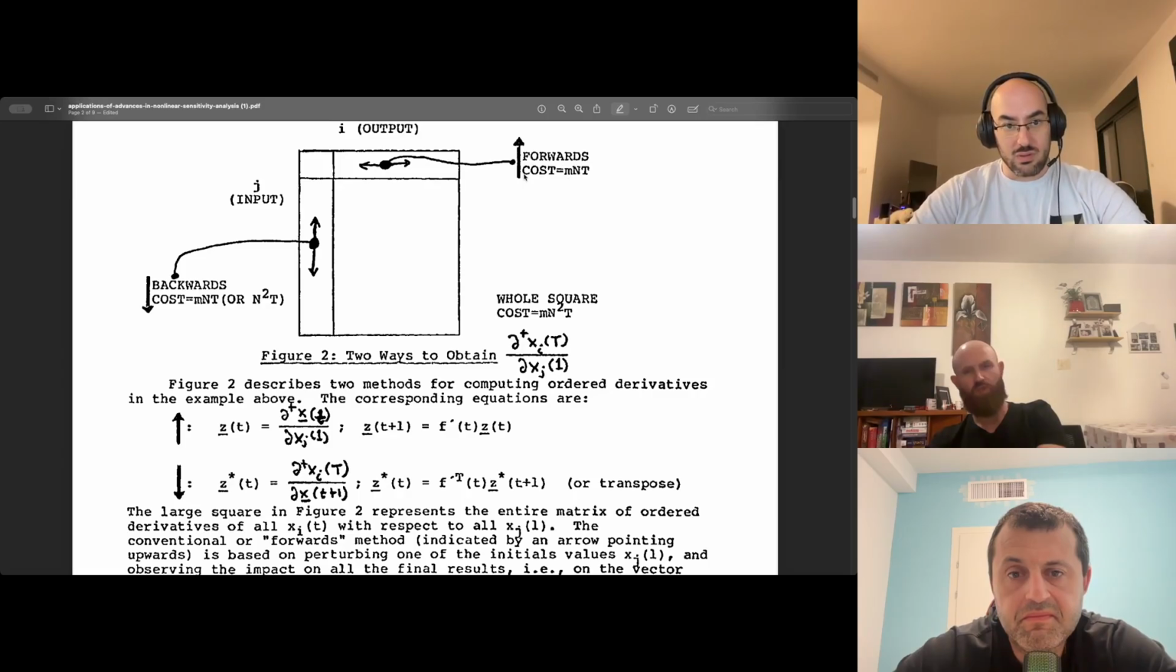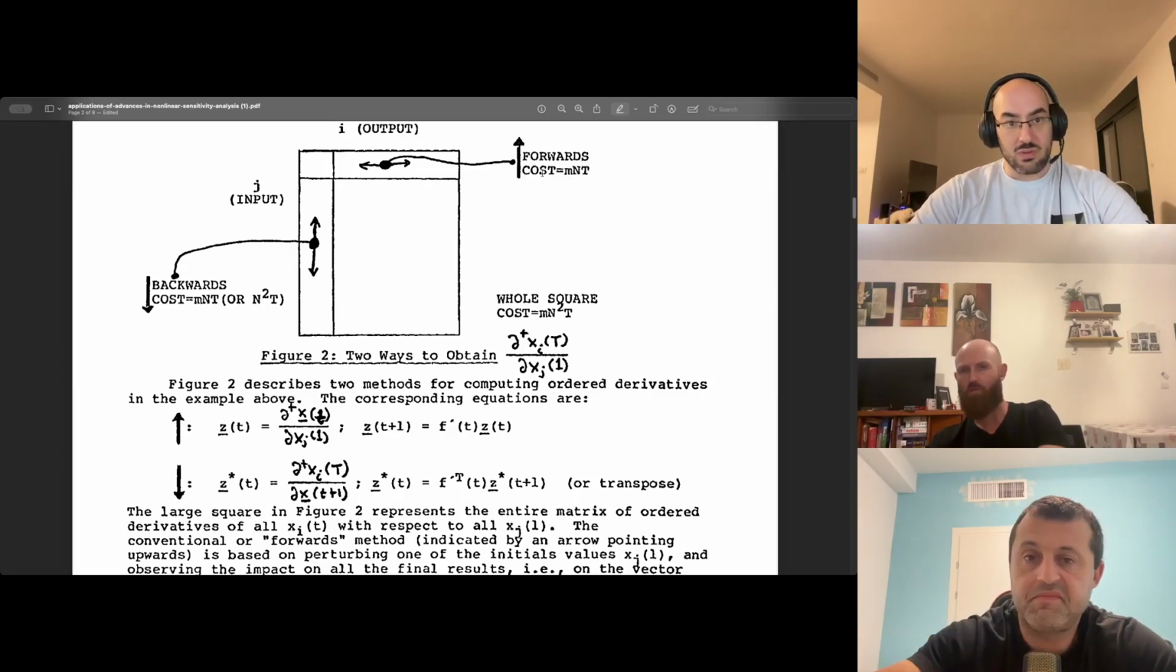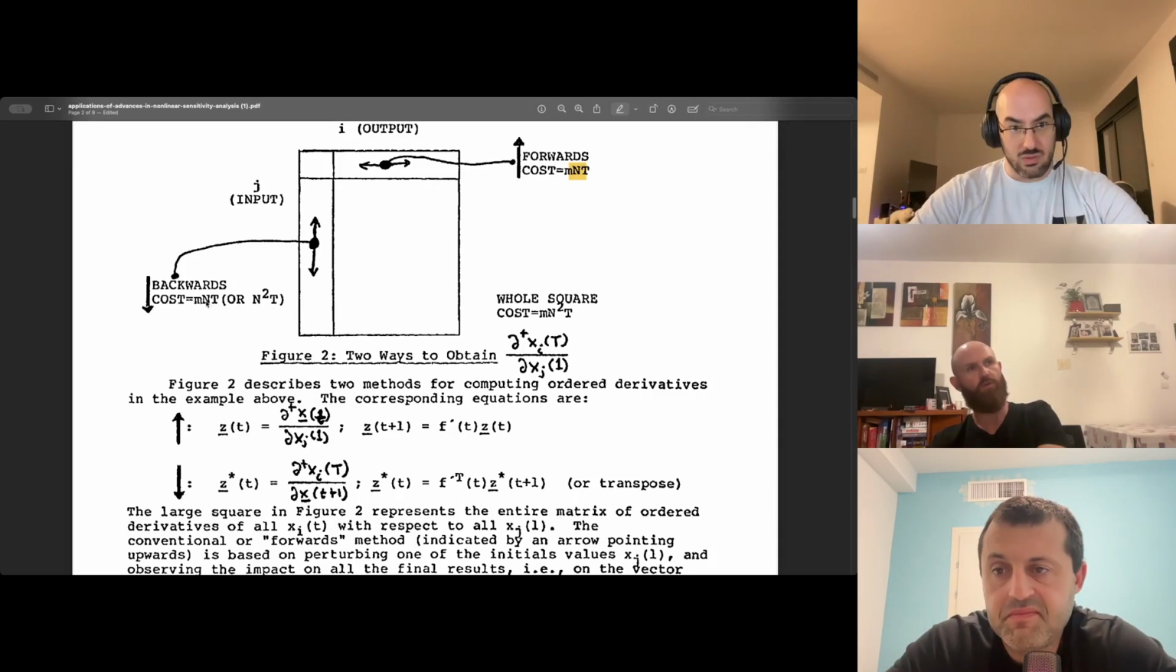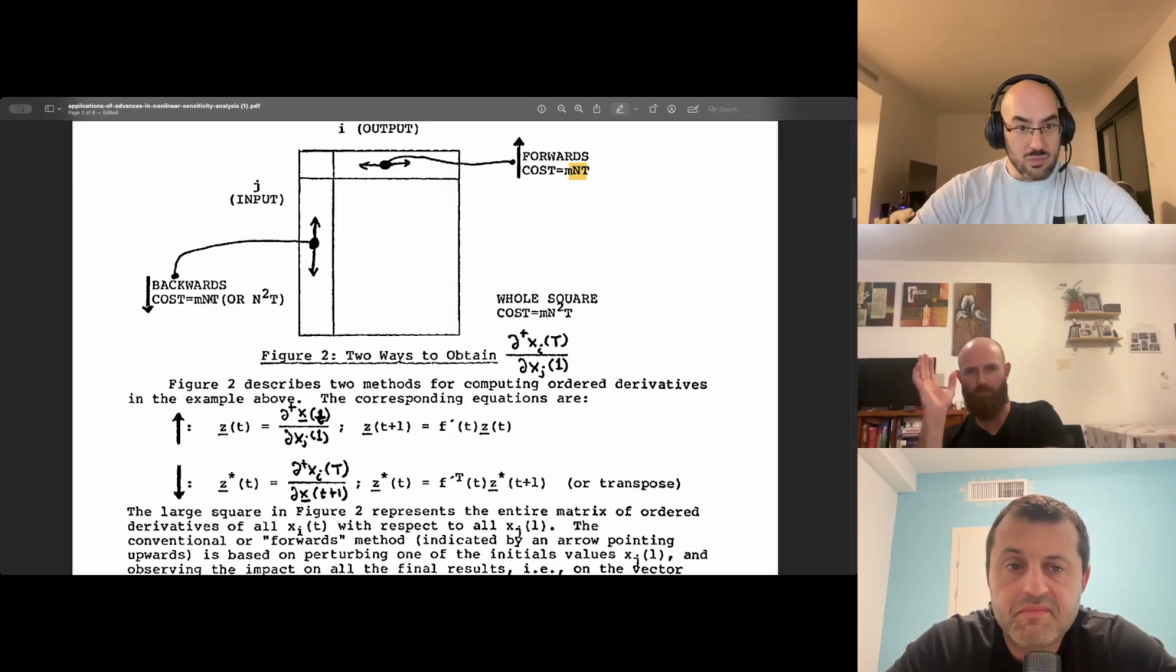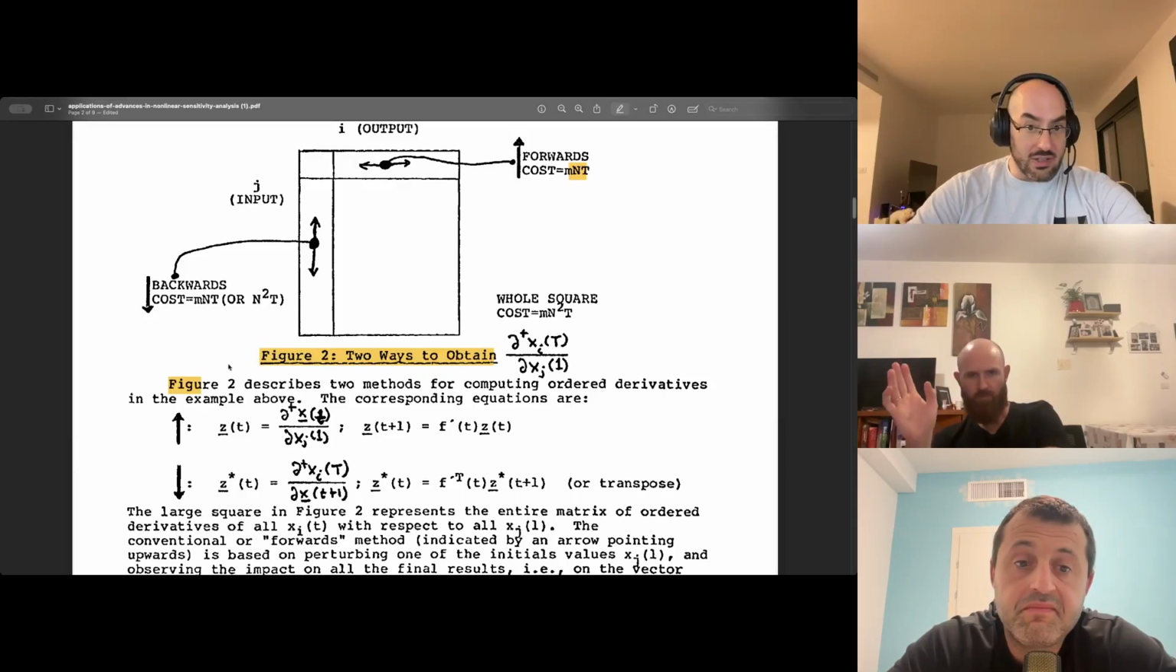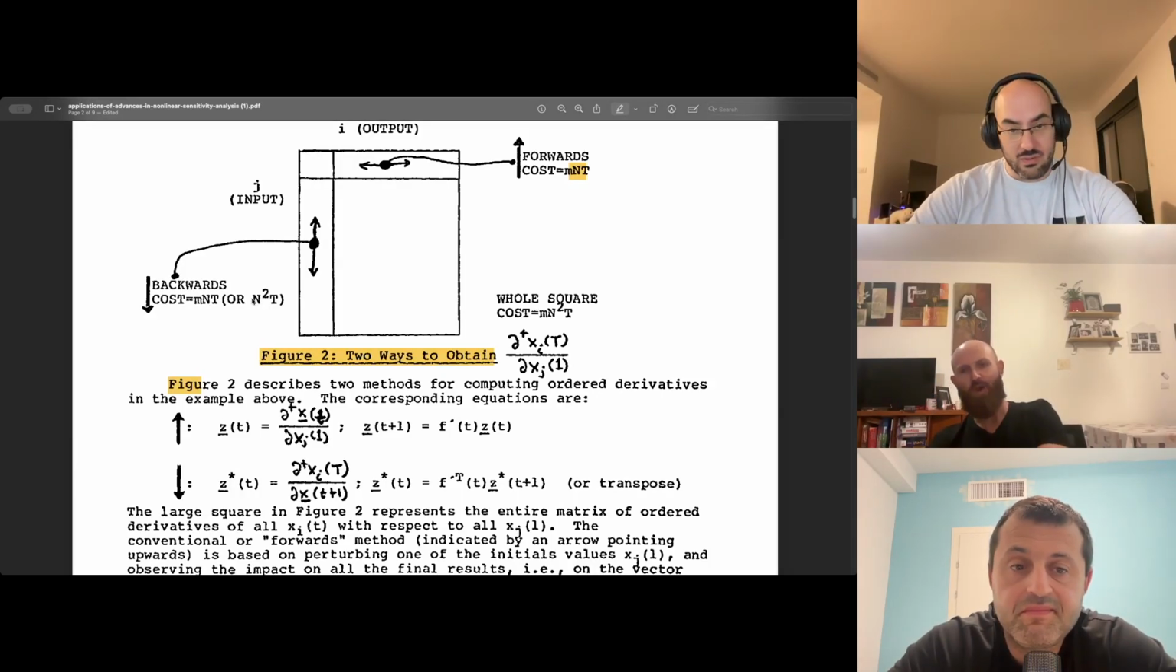But look, in the general case, when the number of inputs and outputs is the same, it says the forward cost and the backward cost is the same. Yeah, well, he says it could be n squared of t. So yeah, he's saying that. It could be, yeah, when you have more inputs than outputs. That's the idea, and that's what we use today.